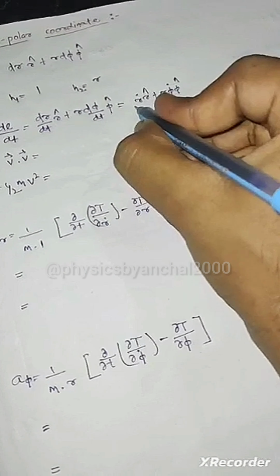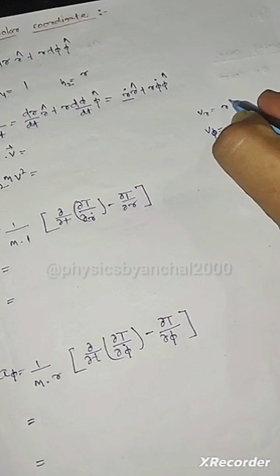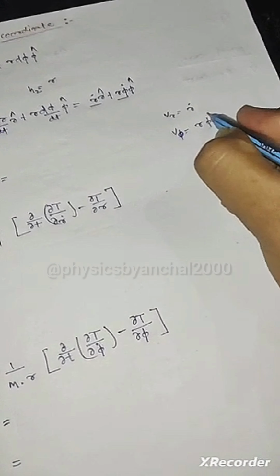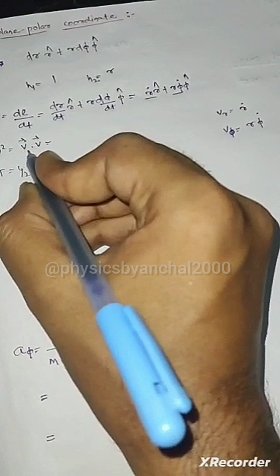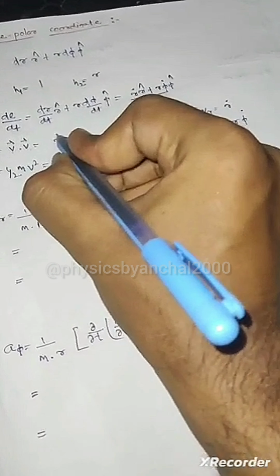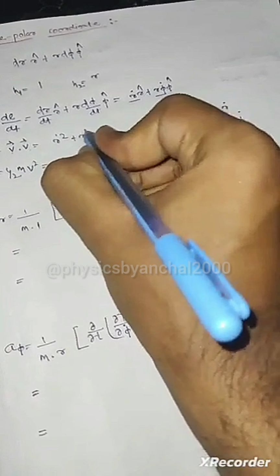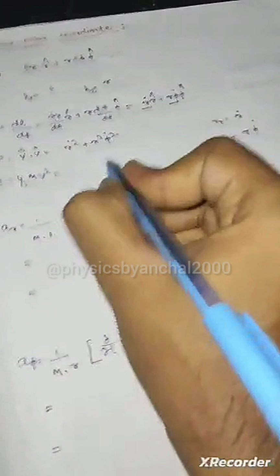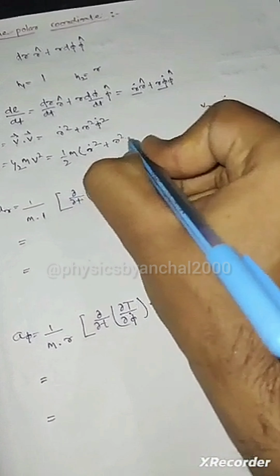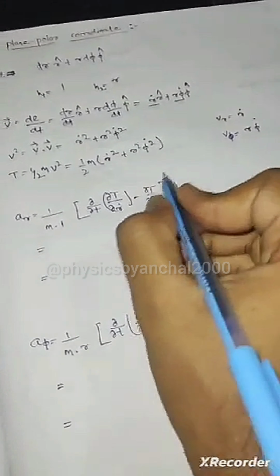So what is the radial component of velocity? The radial component of velocity is r dot. And what is the angular component of velocity? The angular component of velocity is r phi dot. Understand? Now what is v square? v square is the dot product of v with v. The dot product will give you r dot squared plus r squared phi dot squared. And what is kinetic energy? Half m times r dot squared plus r squared phi dot squared.